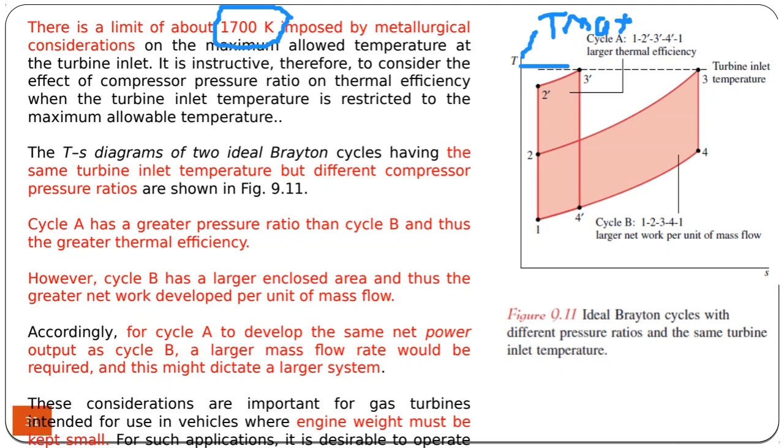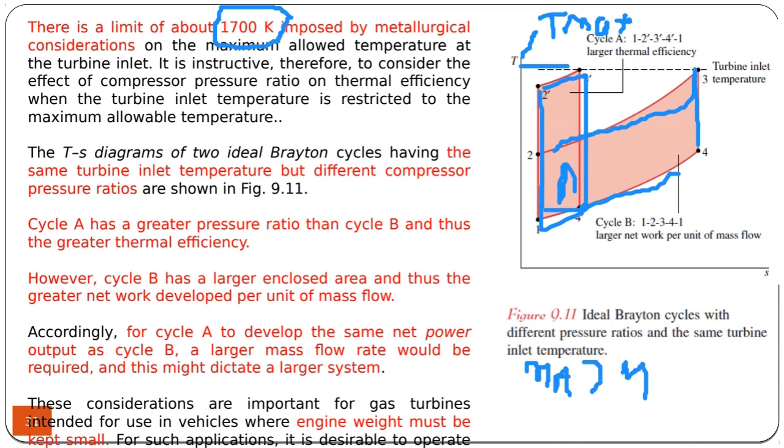This one with a high pressure ratio, this one is a smaller pressure ratio. The cycle A has a higher pressure ratio, so its efficiency is higher. So efficiency A is greater than efficiency of B. On the other hand, if you look at the areas under the graphs, you can see that the work of the B is greater than work of the A.